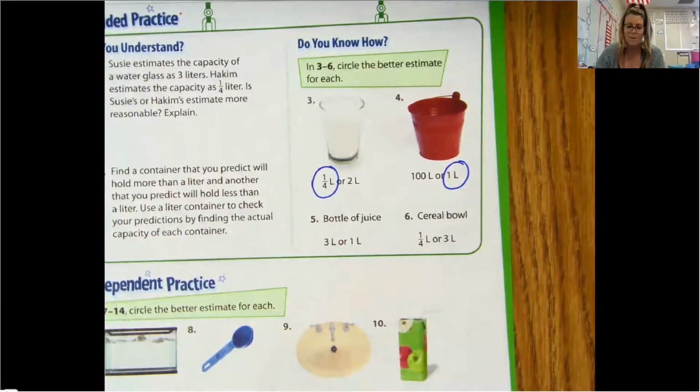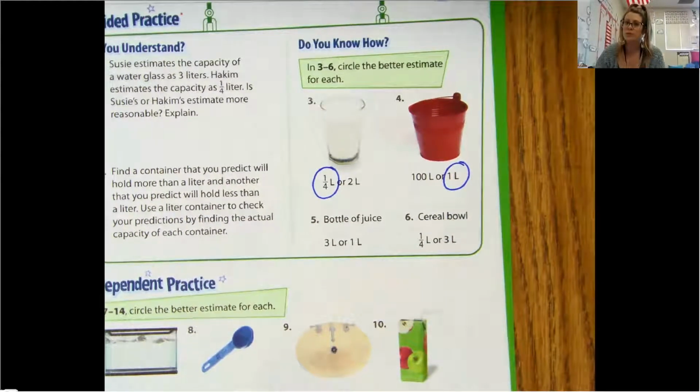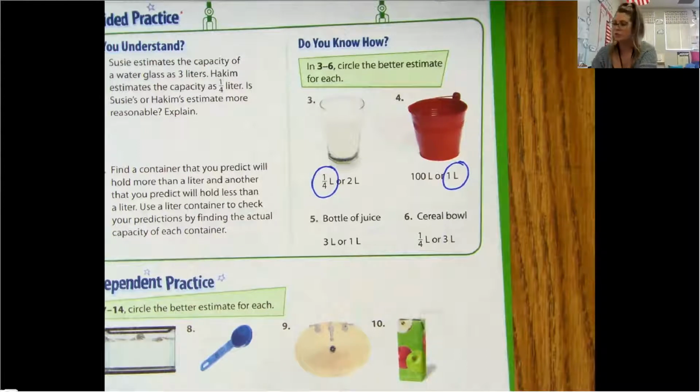All right, what about a bottle of juice? Just like I said, at the grocery store, when you're getting ready to check out, how they have that little refrigerator. So like a bottle of apple juice or something. Would it be 3 liters, 3 of these, or just 1? What do you think? Go ahead and circle what you think.